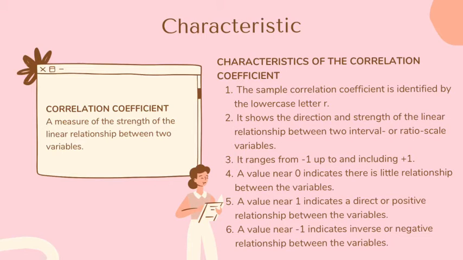Third, it ranges from -1 up to and including positive 1. Fourth, a value near 0 indicates there is little relationship between the variables. Fifth, a value near 1 indicates a direct or positive relationship between the variables. Sixth, a value near negative 1 indicates an inverse or negative relationship between the variables.